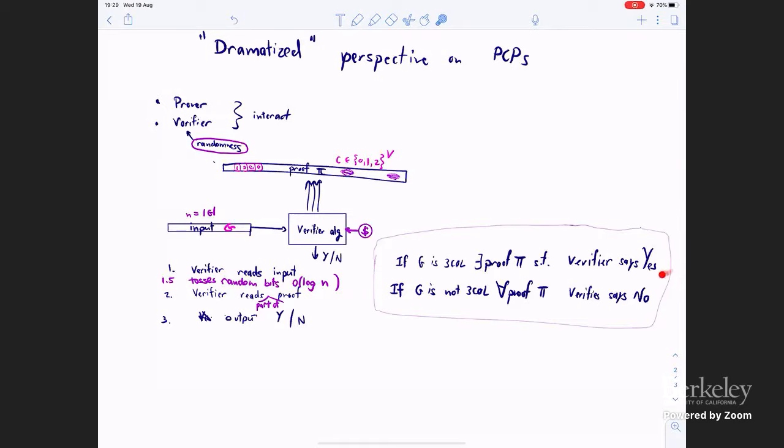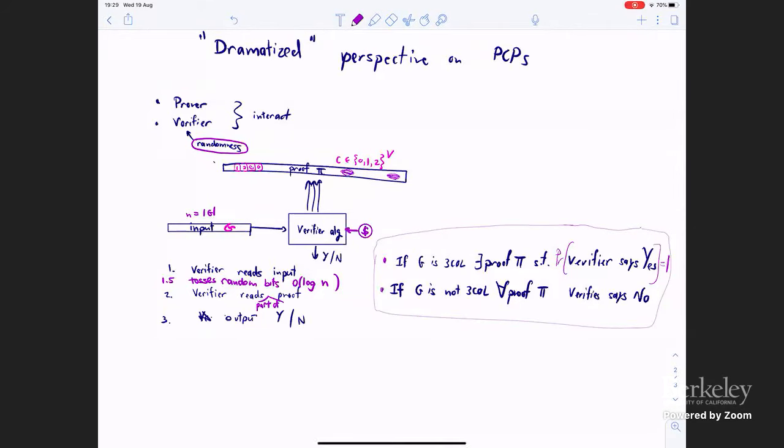Now I cannot anymore say something like "verifier says yes" because the verifier is probabilistic. So instead, I write: the probability that the verifier says yes is one. Okay, so that's in the yes case. Now I'm making some kind of definition. I want a proof system where if G was three colorable, there will be a proof causing the verifier to always say yes, no matter what the coin tosses were.